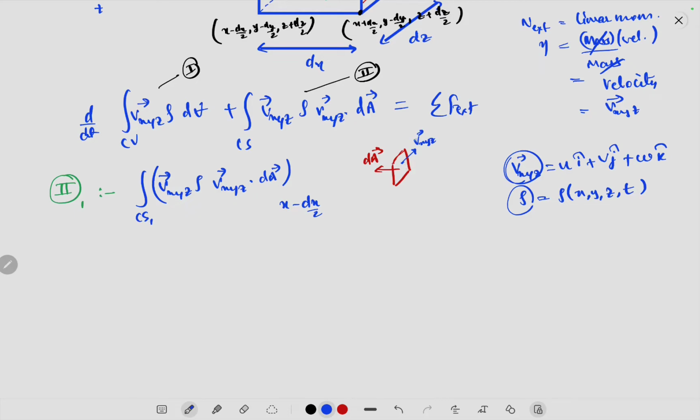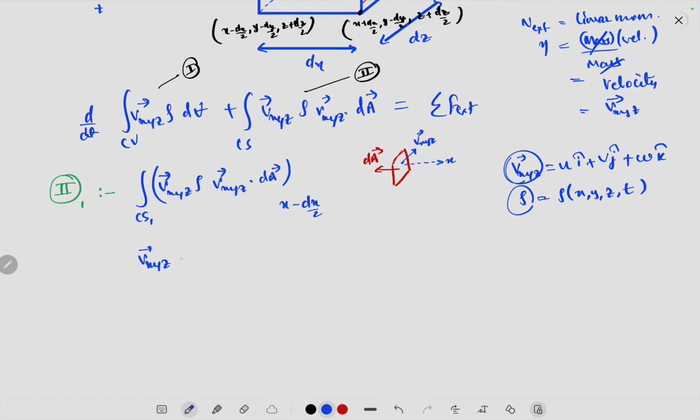So what will be that? That will be the component of this v(x,y,z) along the x-axis. So this was our x-axis. What will be that? That will be u, correct? And since they are opposite to each other, v(x,y,z) dot dA will give us minus u dA. Okay, all right.